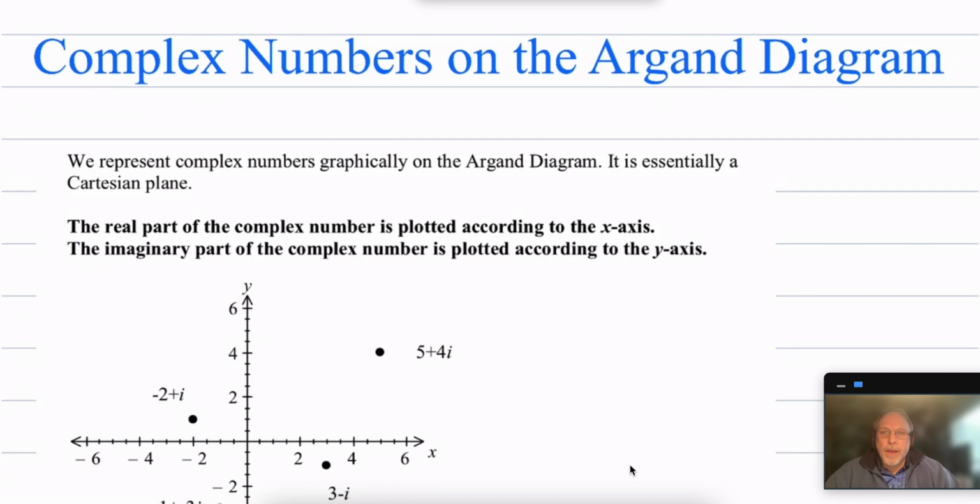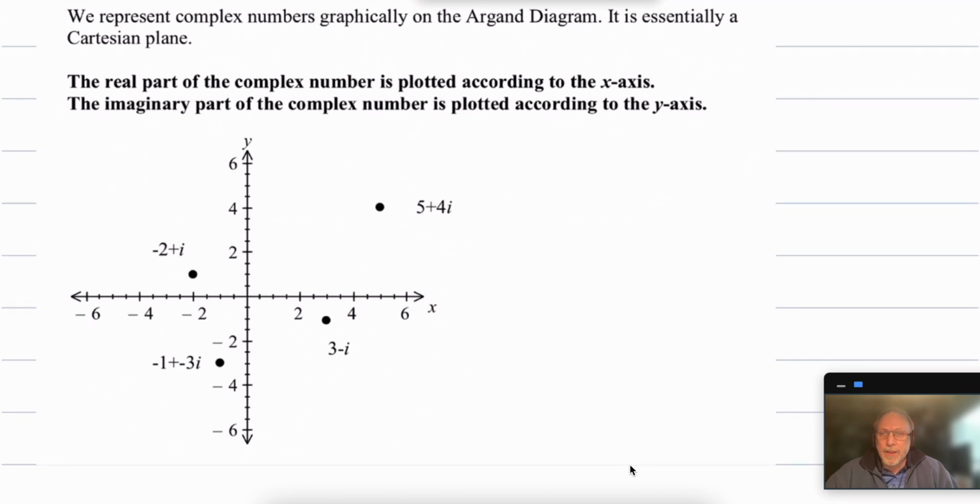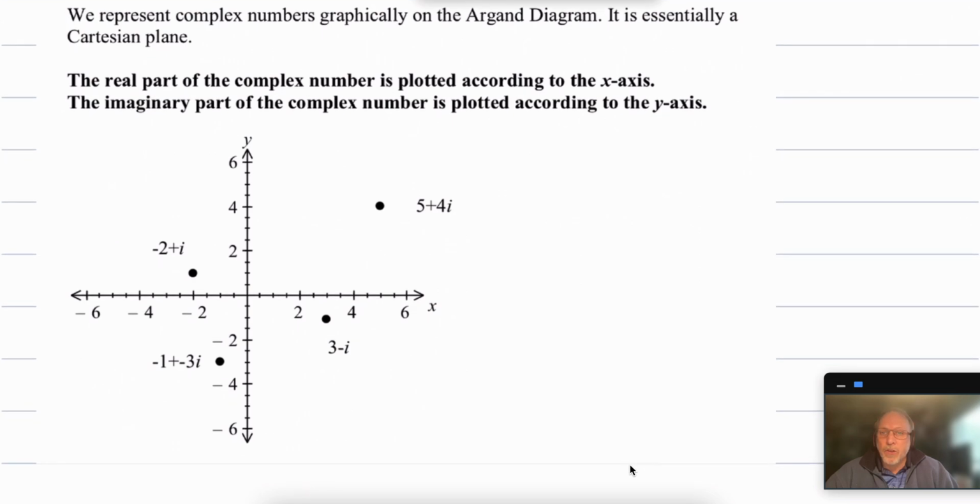Here we want to look at how we represent complex numbers geometrically or graphically. And we're going to use what we call the Argand diagram. So the Argand diagram is pretty much the same as a Cartesian plane, except we're going to use this to plot complex numbers. So what we're looking at is a number plane as such, but it's called the Argand diagram.